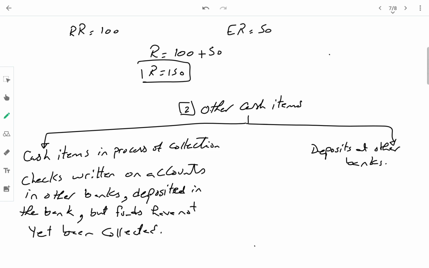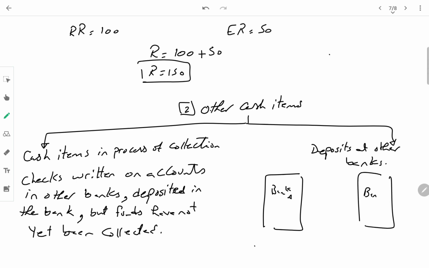What about deposits at other banks? Commercial banks, instead of keeping money with them, are going to deposit this money in another bank. This is bank A and bank B. Bank A has excess reserves or excess money, so they are going to deposit this money in bank B in order to get the interest rate. Bank B can be inside the country or outside the country.